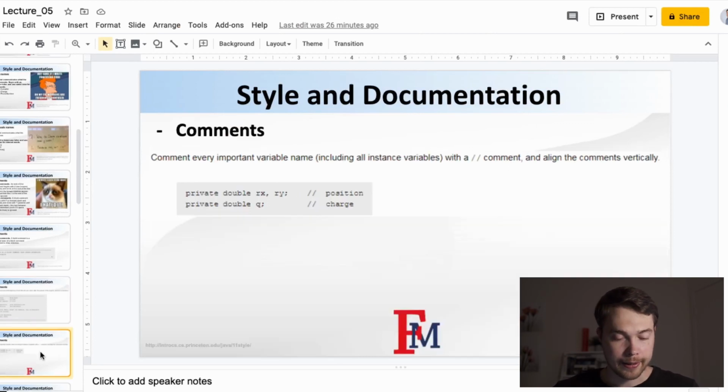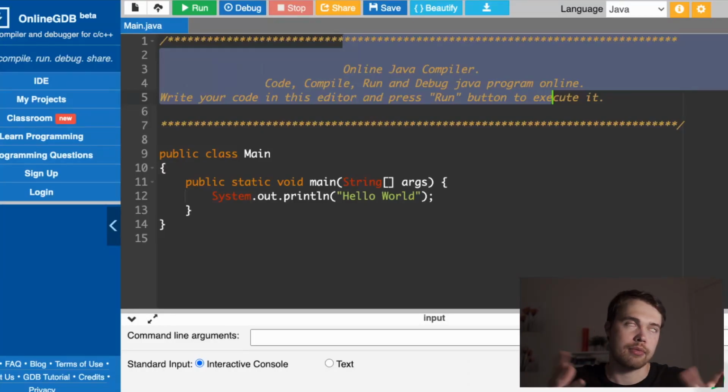Hope it makes sense. Moving on. Comments. Check out what happens here. Private double Rx, Ry, private double Q. And here we have position. Comment every important variable, including all instance variables, with a comment, and align the comments vertically. Although this line over here is longer than this one, and it was possible to start a comment a bit to the left, if you do it this way, it's much easier to read.